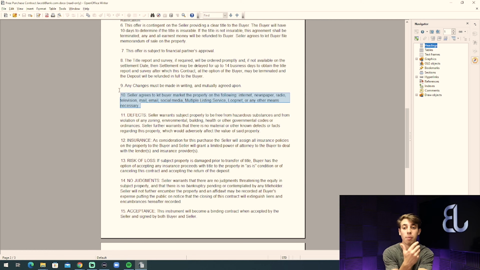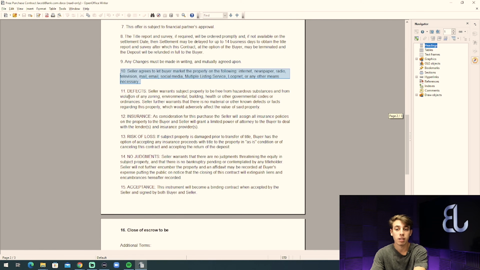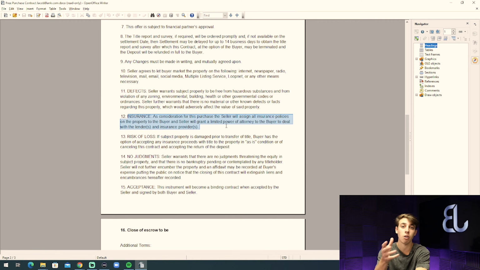You can now market the property to buyers to find a buyer. Defects. Seller warrants the property is free from hazardous substances. Insurance. So let's say the property burned down. The seller could turn over their insurance policy to you, so that way you can still purchase the property at the full price and get those insurance proceeds for the damages.